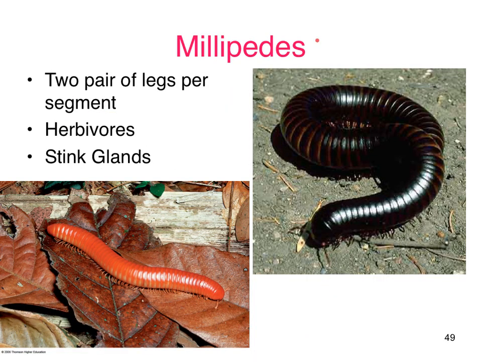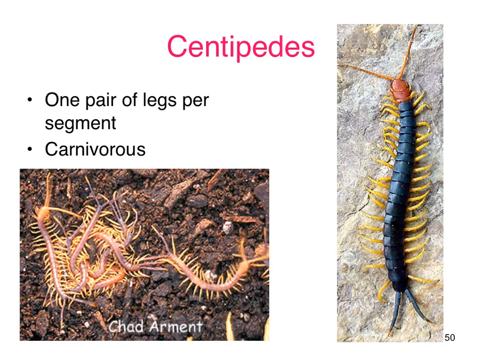Another group includes the myriapods, which are your centipedes and millipedes, known for their many legs. Those that have 2 pairs of legs per segment, those are your millipedes, and you can see the cephalization here. These guys are herbivores, whereas the centipedes are carnivorous. These guys have 1 pair of legs per segment, as you can see here, and you can see the cephalization here.